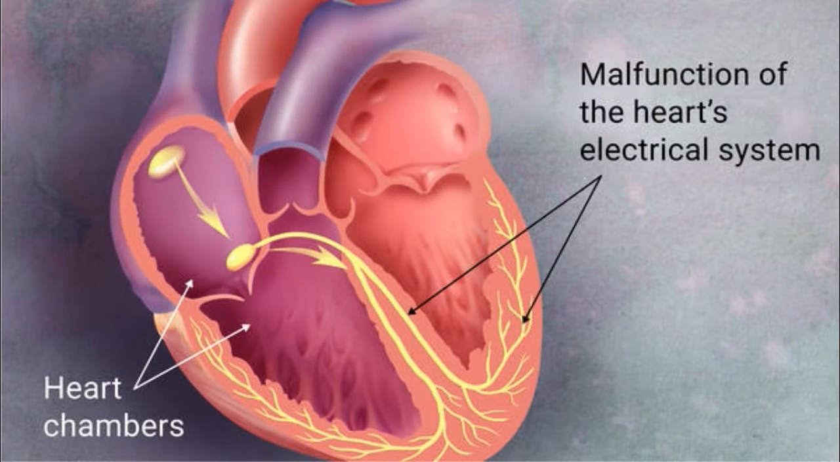Definition: cardiac arrhythmia, or an irregular heartbeat, is a serious but treatable condition. Arrhythmias occur when the electrical impulses in the heart, which coordinate the heartbeats, don't function properly, causing the heart to beat too fast, too slow or irregularly.